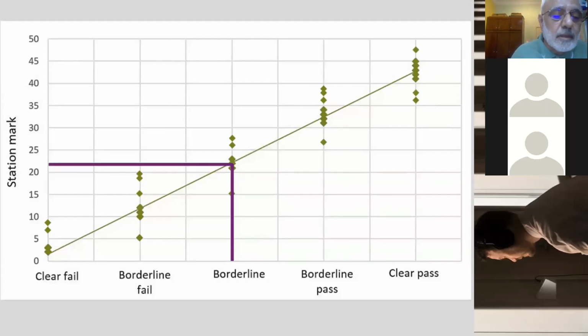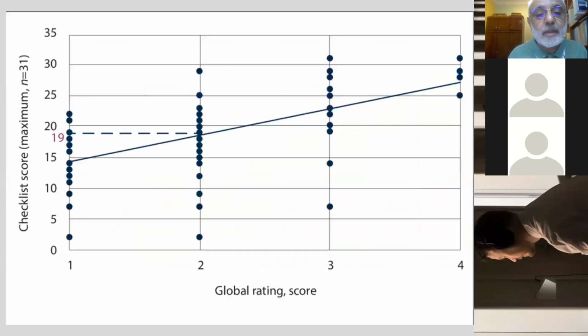The global rating is on the x-axis, whereas the station marks are on the y-axis, and then they are plotted and a line is drawn, and wherever it passes through the borderline, that makes the pass marks. Here is another example.